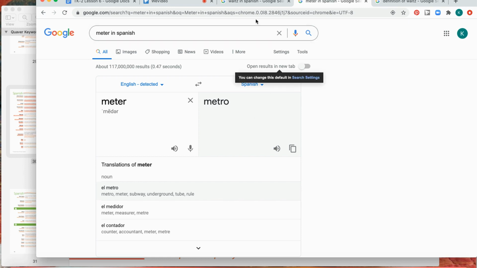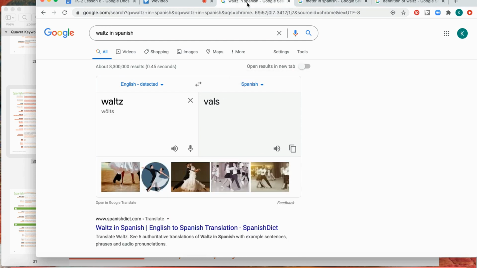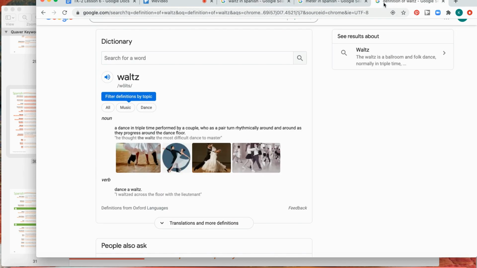Our second word is waltz. The definition of waltz is a dance in triple time performed by a couple who as a pair turn rhythmically around and around as they progress around the dance floor. One other thing to mention is that triple time is the same thing as a meter of 3.